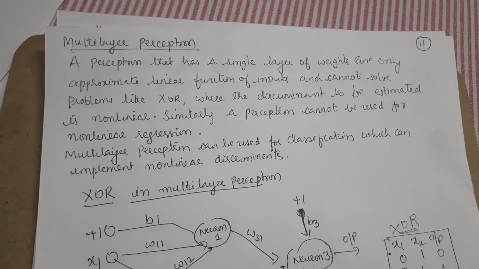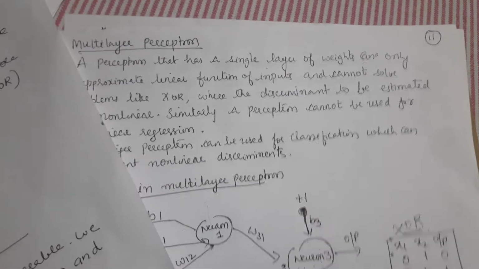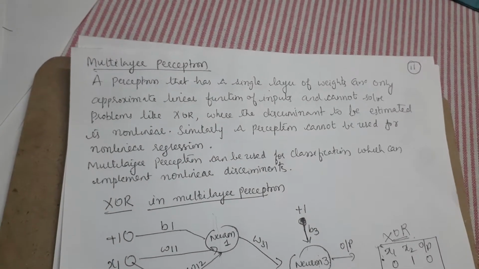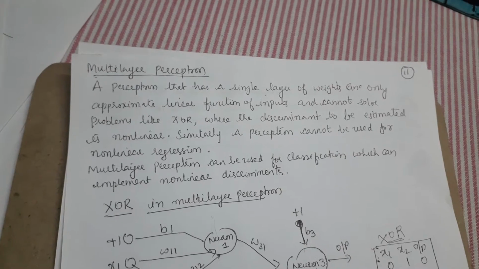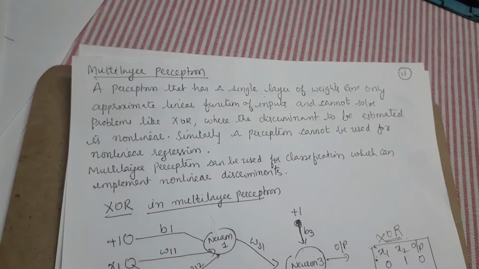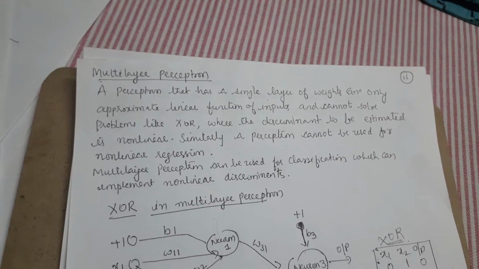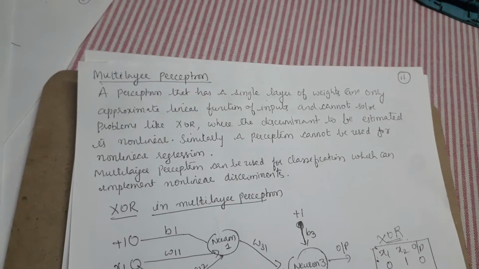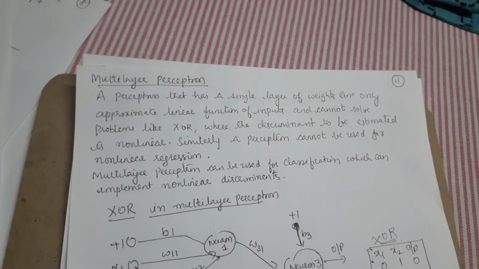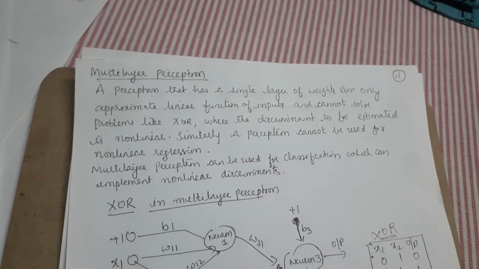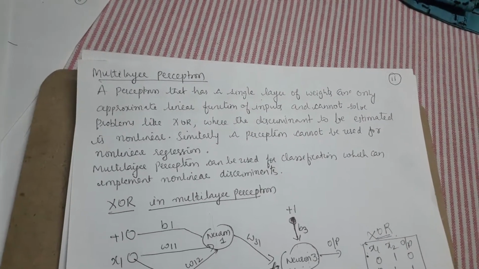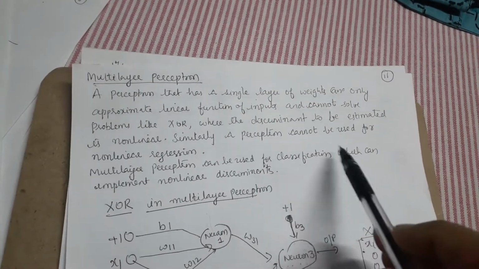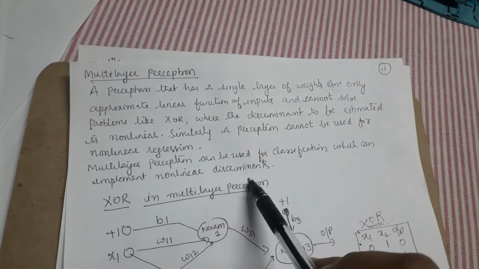Here let us see the next topic, multilayer perceptron. This is the third part of the artificial neural networks. In the previous topic we discussed the single layer perceptron, which was applied for linearly separable data, but it was not applicable for non-linearity. For example, we have taken XOR. Single layer perceptron was not applicable for XOR input. So let us see how XOR can be solved by using multilayer perceptron. Thus, multilayer perceptron can be used for classification, which can implement non-linear discriminants.